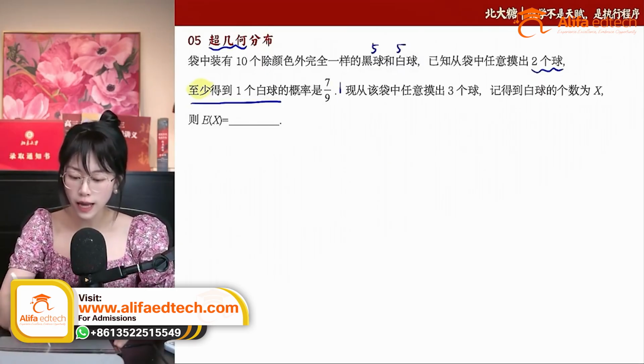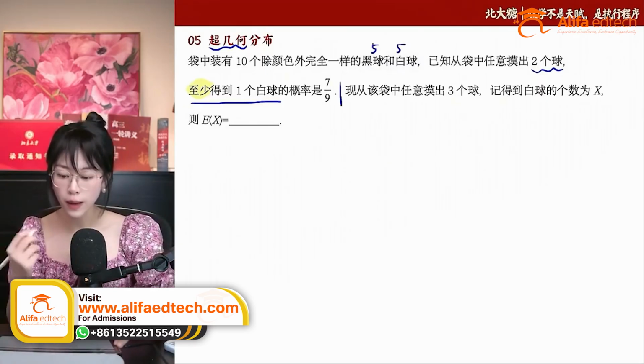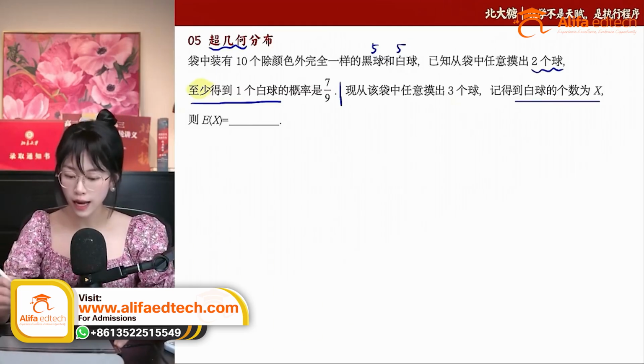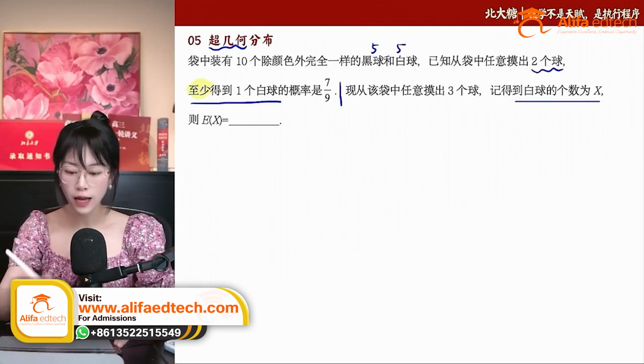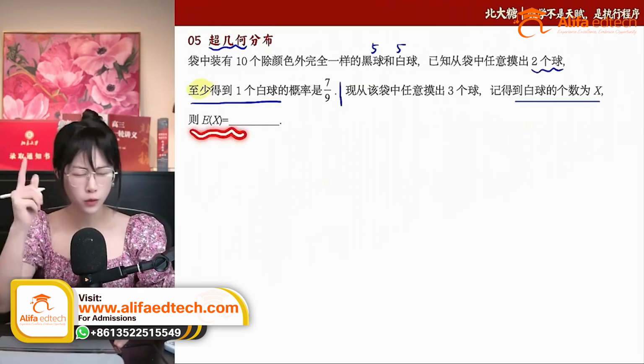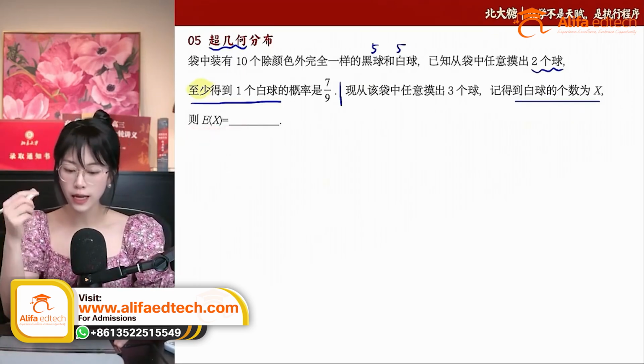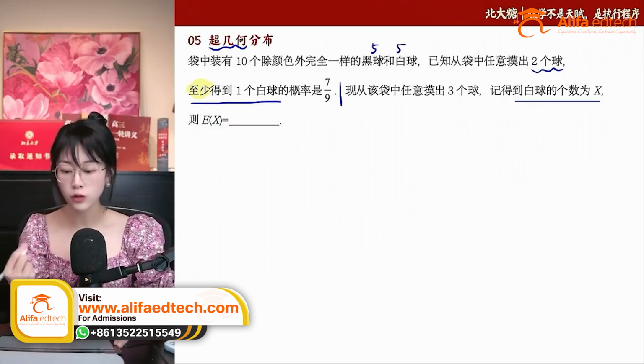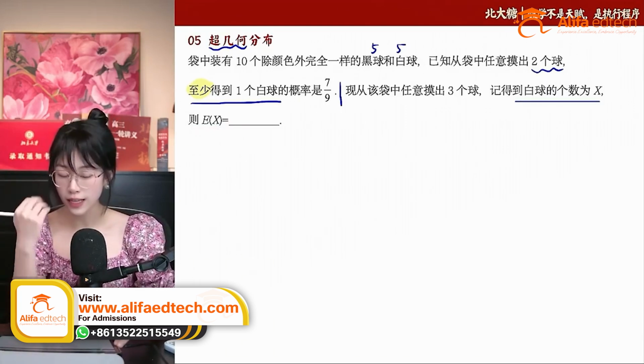Let's continue. Now, if we randomly draw 3 balls from the bag and let x be the number of white balls obtained, what is E of x? Remember, if the question asks for the distribution, I can't help you, because for the distribution, you need to calculate each case one by one. My x could be 0, 1, 2, or 3. I would have to write out all 4 cases, right?